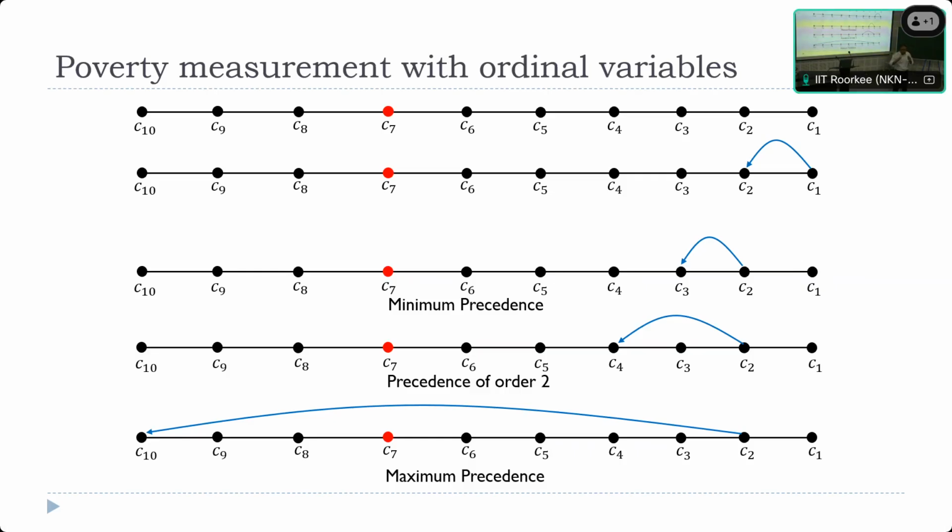Let me show you how it works. Then we can again take some questions. So you can see minimum precedence of different orders, maximum precedence, right?